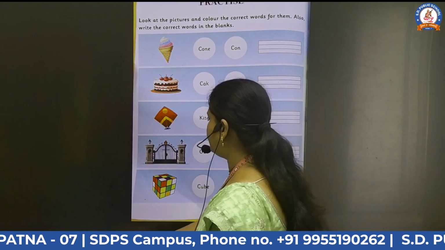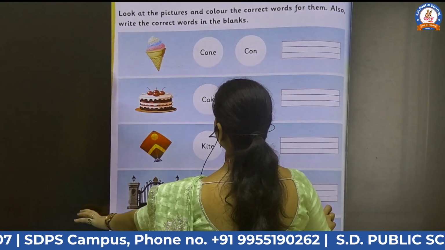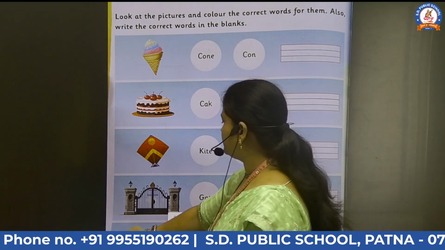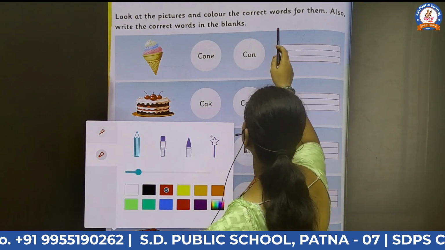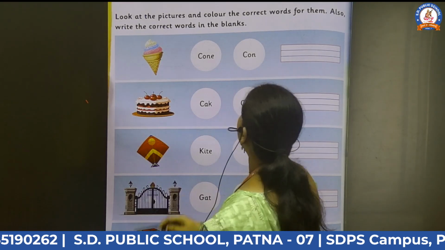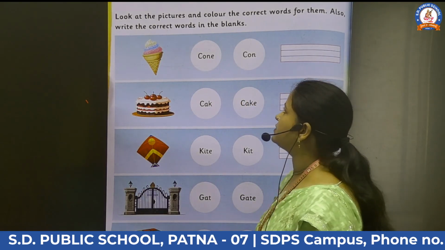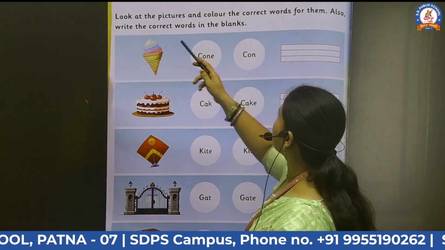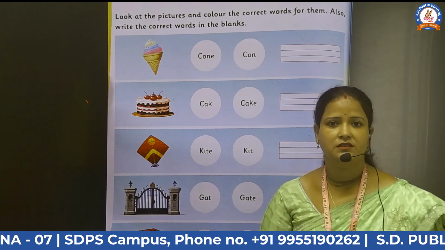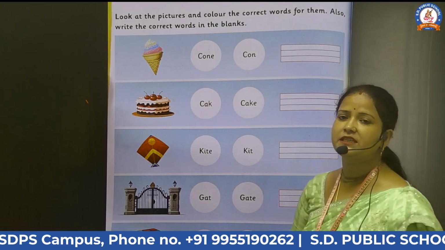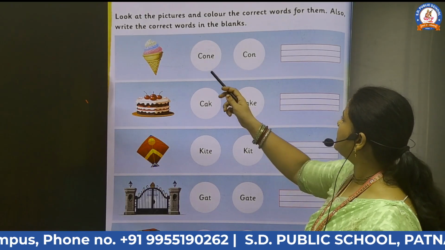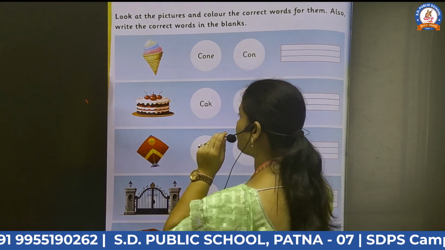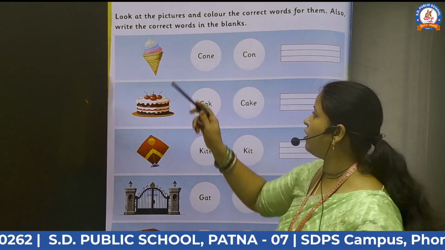What is our next page? Look at the picture and color the correct words for them. Also write the correct words in the blanks. You may have seen a lot of pictures here, and there are two words here. So you have to identify which one is the correct spelling of this picture.